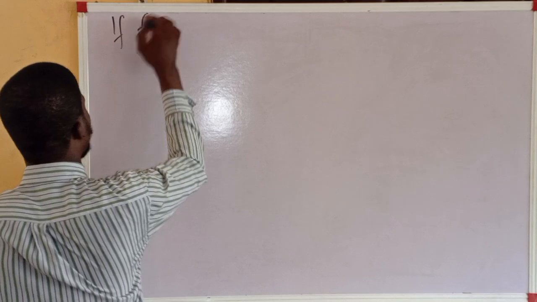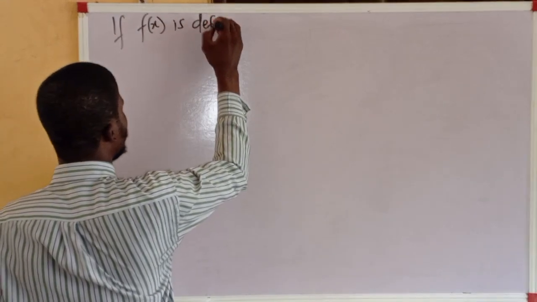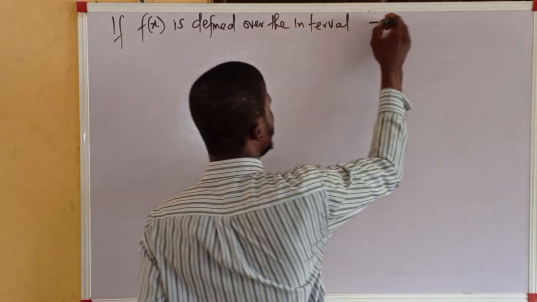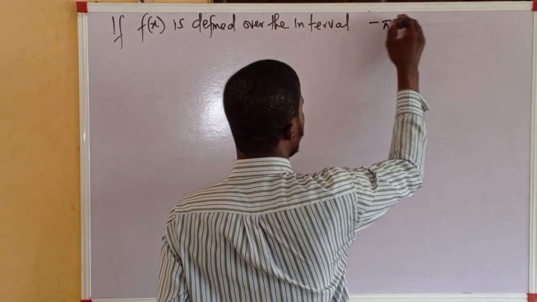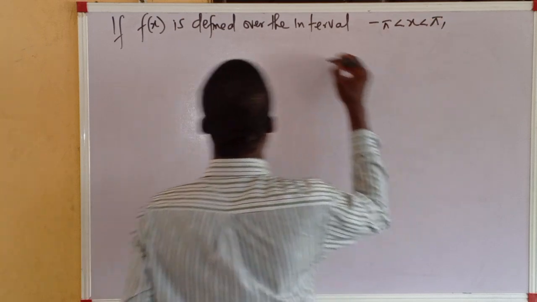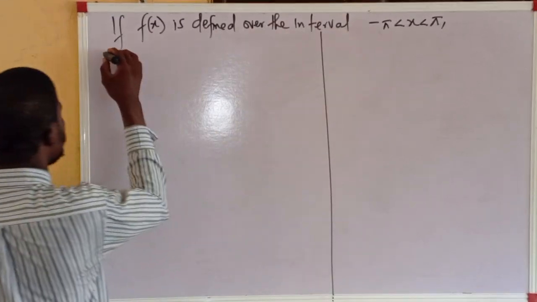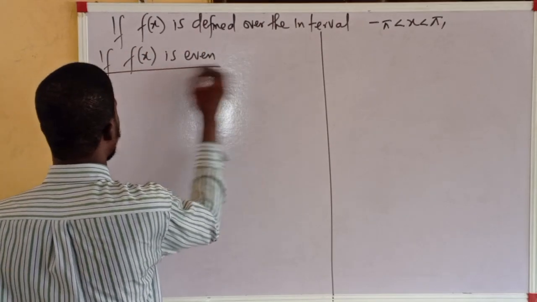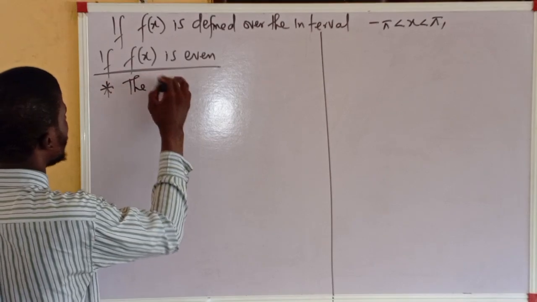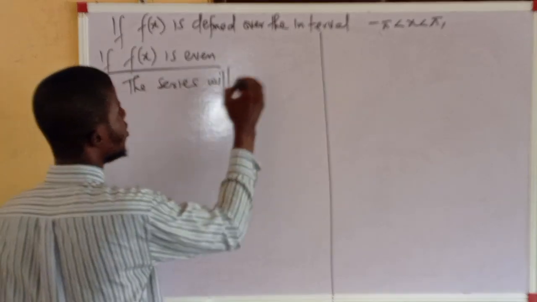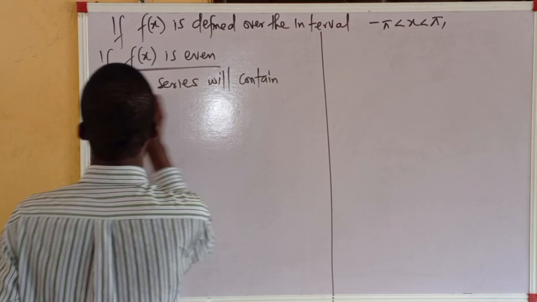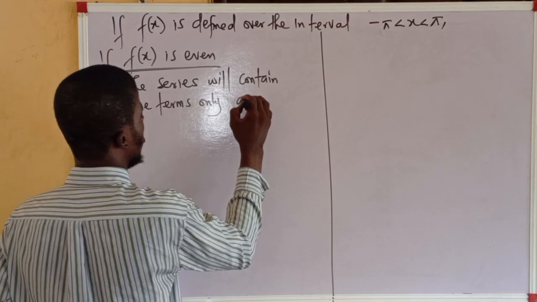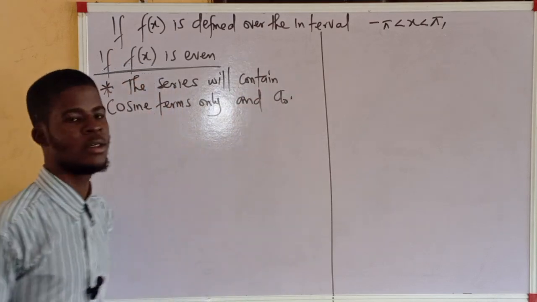If the function f of x is defined over the interval negative pi less than x less than pi, and this function is even, let's see what happens. The series will contain cosine terms only and possibly a naught. All right.